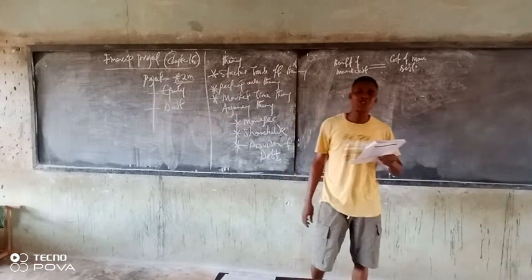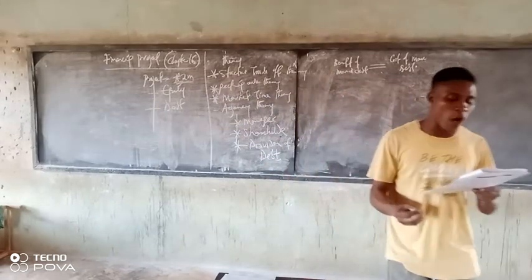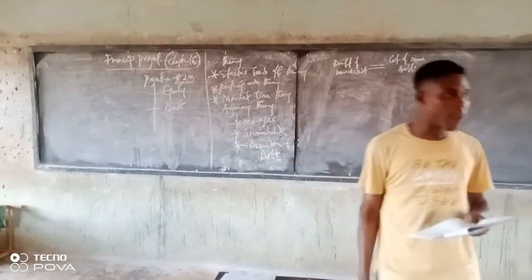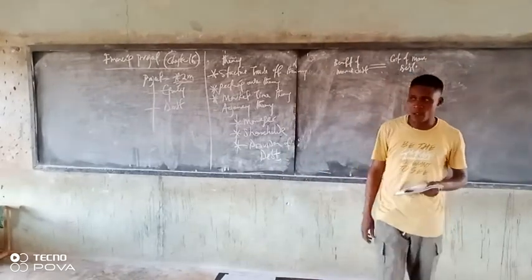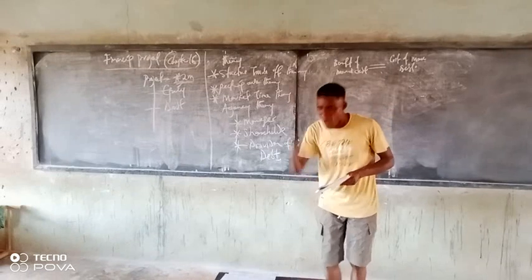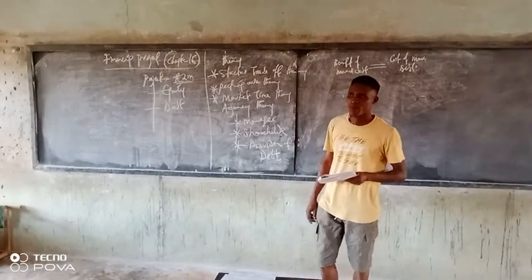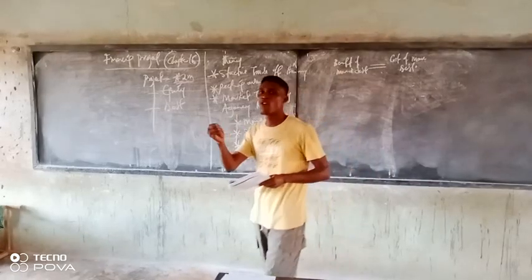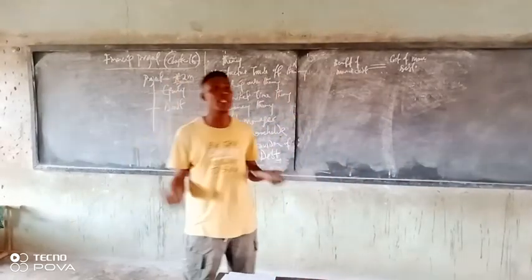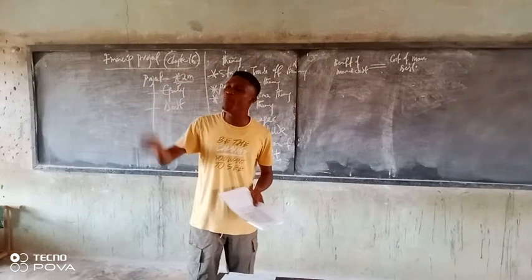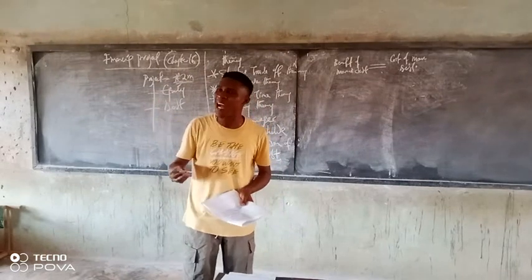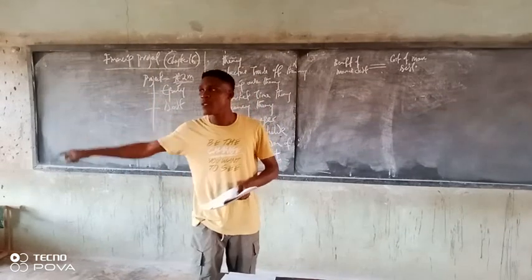Now, number one, shareholders might prefer debt. Why would they prefer debt? So that they will not lose control of the shareholding. And two, they believe that the cost of debt is cheaper than equity.